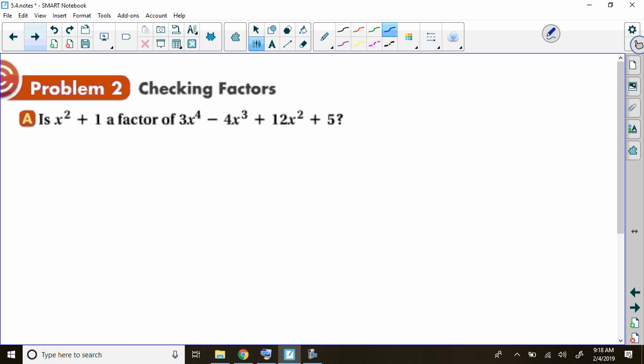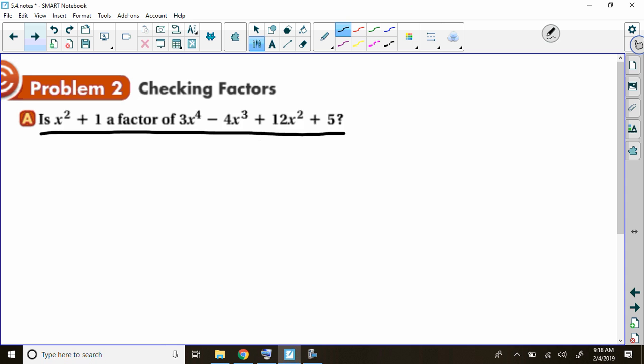So, problem 2. They want to know, is x squared plus 1 a factor of this? Wow. Man, this problem 2, it just went from kind of easy to opening up a new can of worms, because there's a couple things going on in this. The question really should be written a different way.